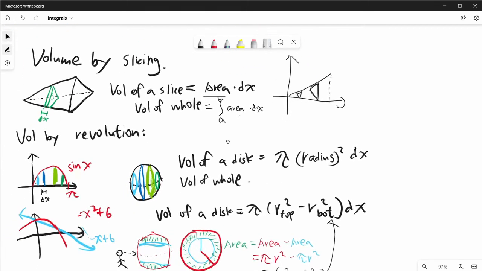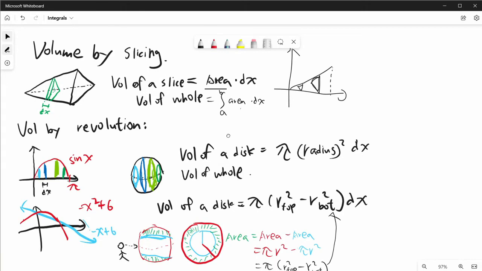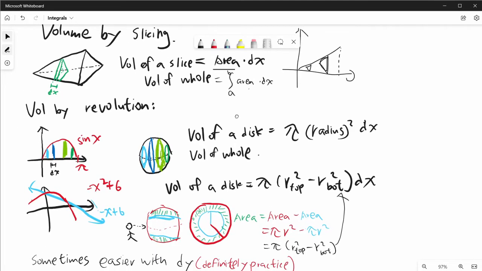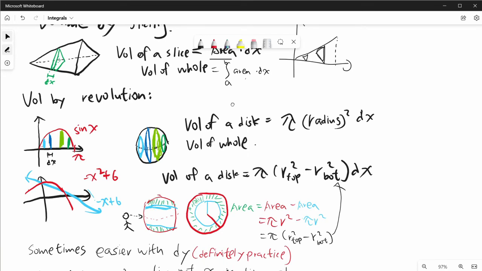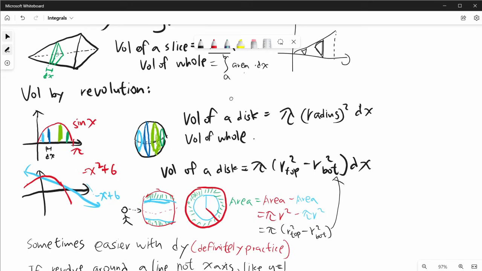Moving on, volume by revolution. It might be hard to grasp if you can't visualize it. So here I have a sine x graph, the red line, going from 0 to pi. And I'm going to revolve this around the x-axis.